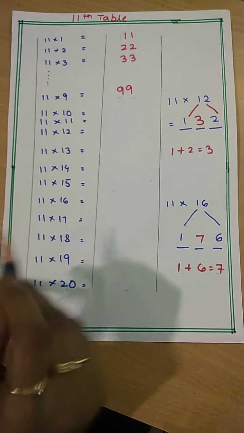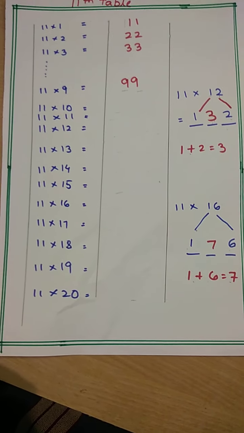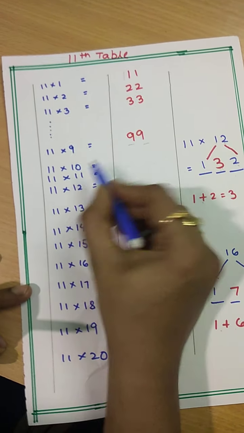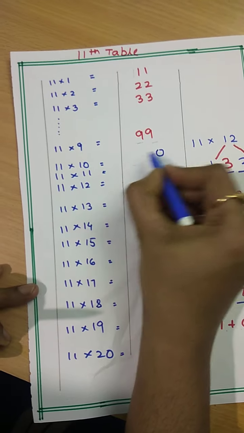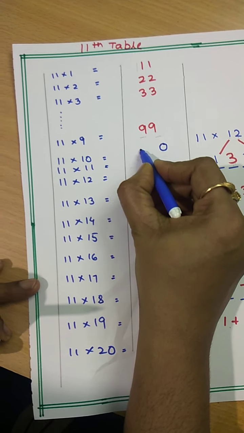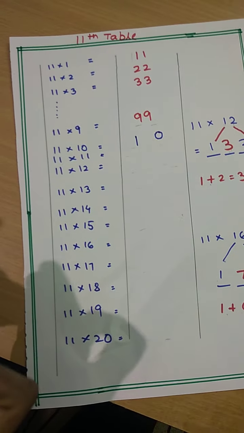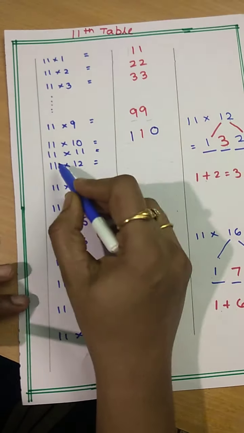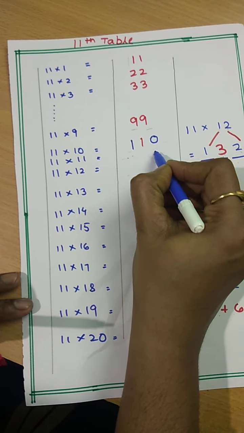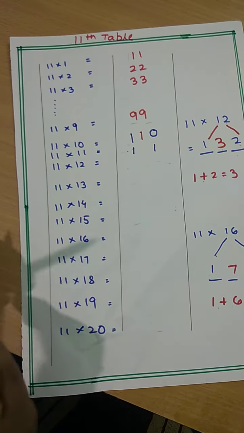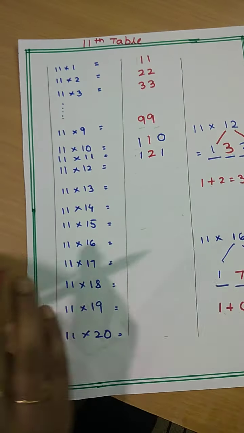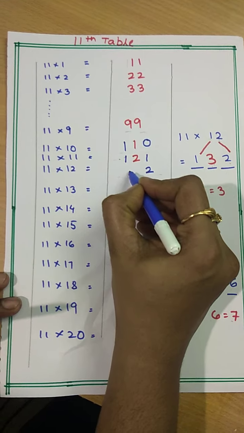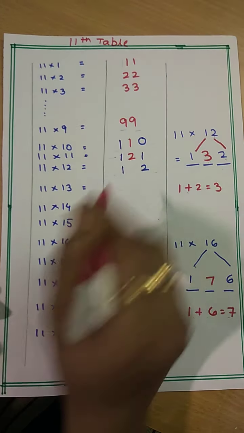Now we will start writing the 11th table by using this formula. So 11 into 10: write 0 in the ones place and 1 in the hundreds place. 1 plus 0 is 1. So 11 tens are 110. After that 11 into 11: 1 in the ones place, 1 in the hundreds place. After that 1 plus 1 gives 121. This one, 11 into 12: 2 in the ones place, 1 in the hundreds place. 1 plus 2 gives 132.